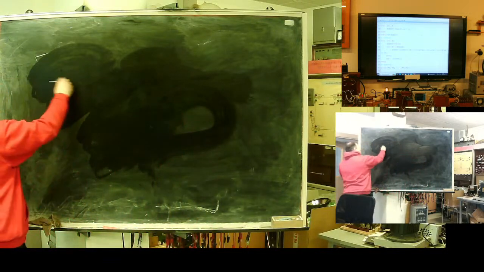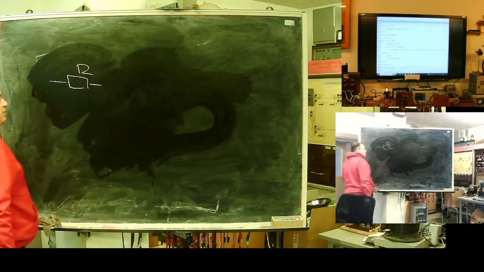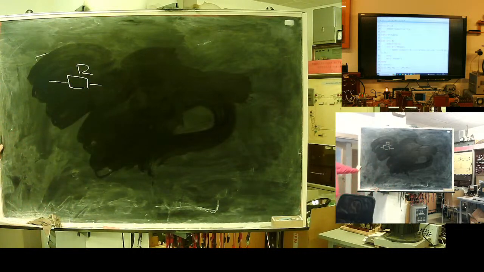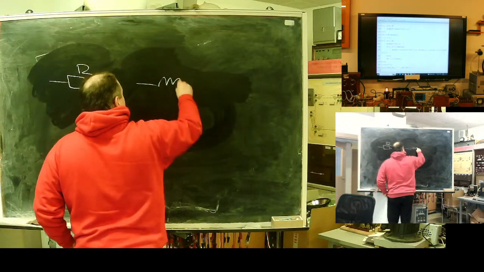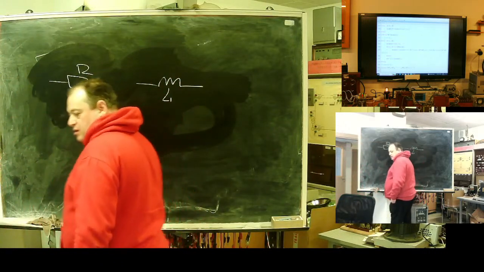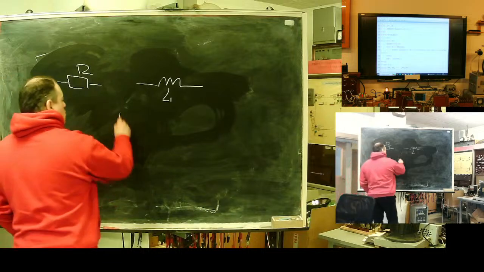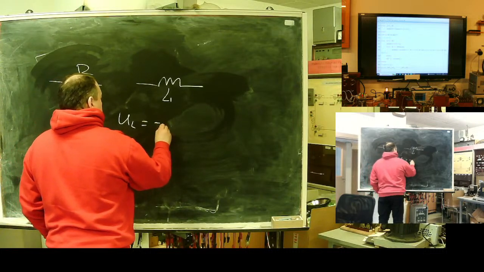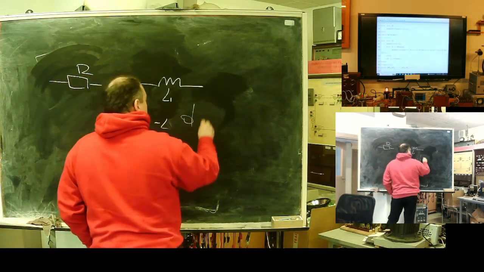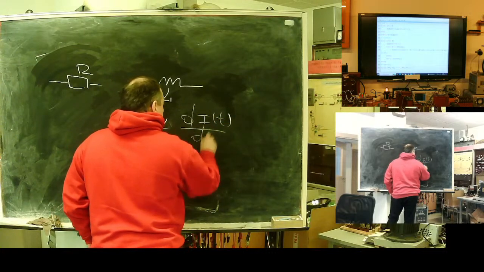In the complex world, a resistor will remain, active resistance will be active resistance. Coil, with the ability to store magnetic energy. What will be the voltage on the coil? The derivative of current. So, L di by dt.